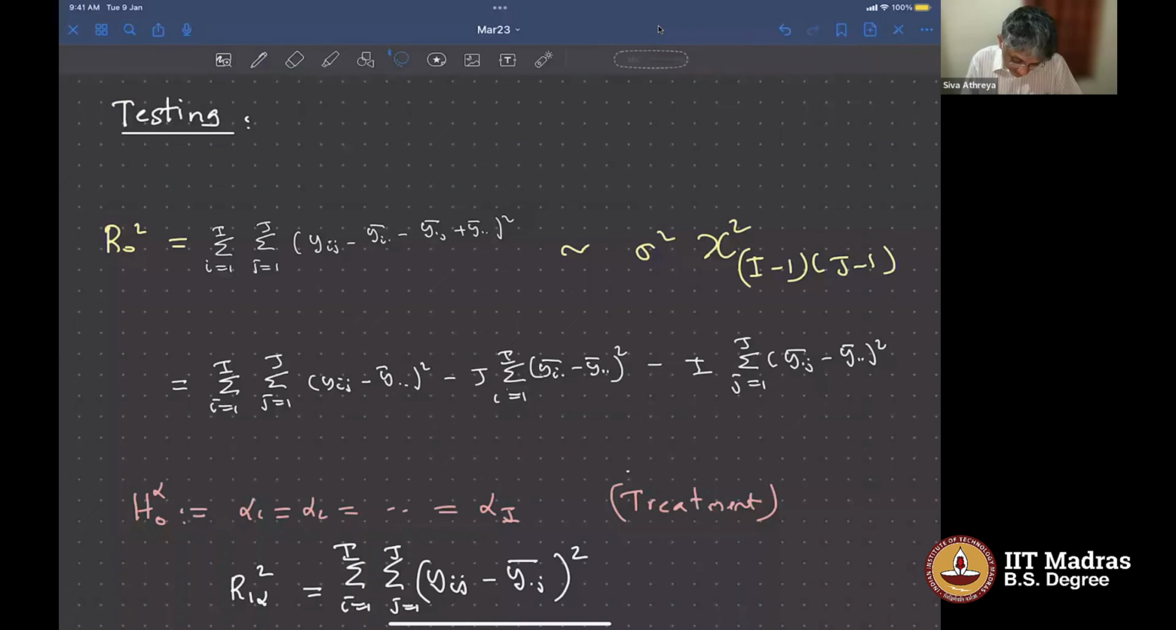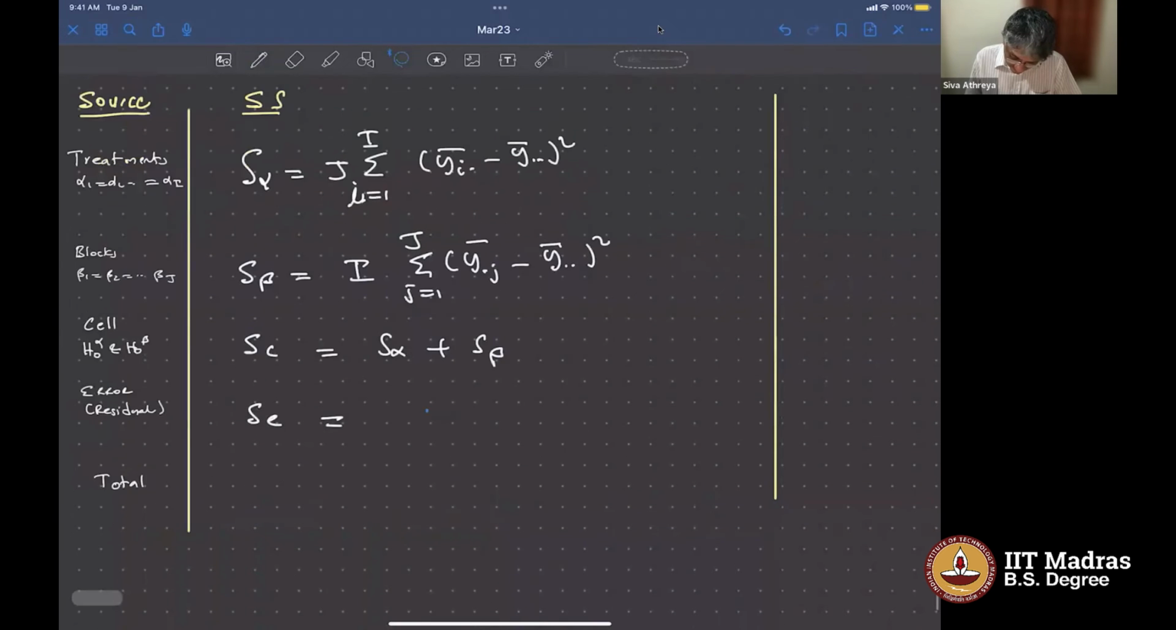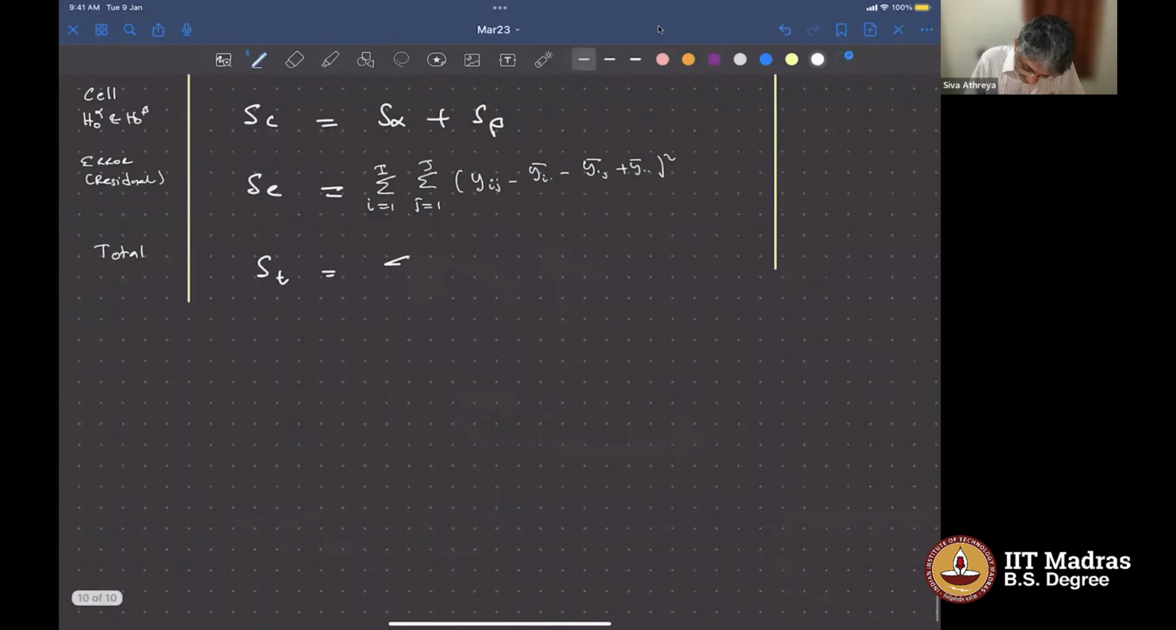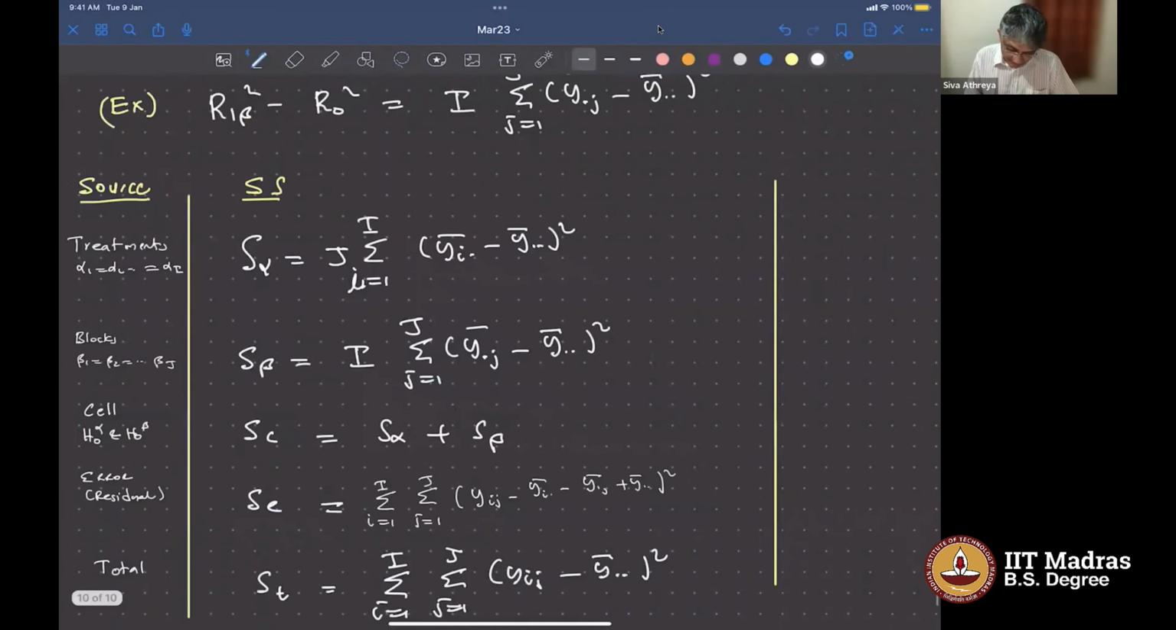Let's take this up, copy this, and bring it down. That's the other one. And the total is everybody, right? The total is going to be just S_T. This is the summation i equal to 1 to I, j equal to 1 to J, of Y_ij minus Y bar, the whole square. These are the sums you'll have in this computation.